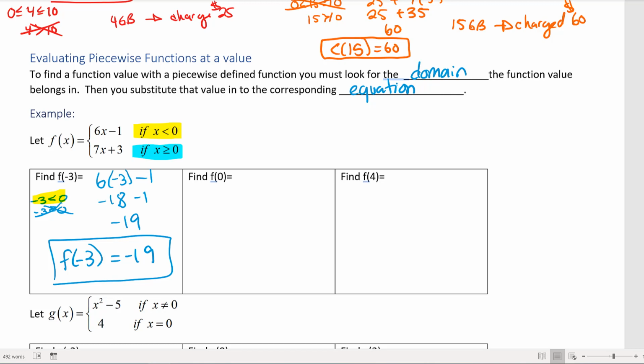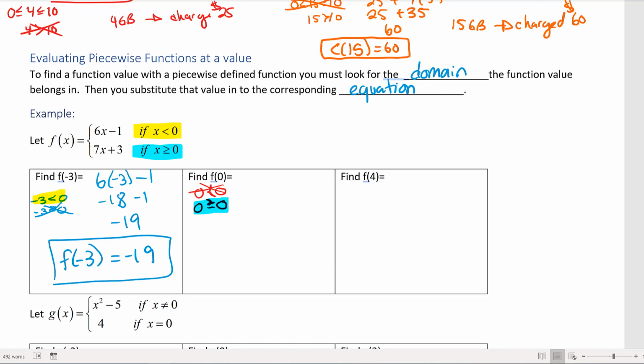All right, how about the next one, 0? This is a little tricky. Is 0 less than 0, or is 0 greater than or equal to 0? And this is kind of tricky because they're both zeros, right? But in this case, the blue one works because of the or equal. So the yellow one doesn't make sense. You can't be less than itself. You can be greater than or equal to itself.